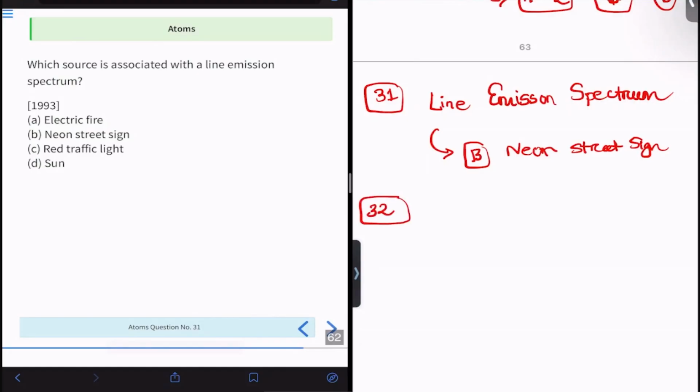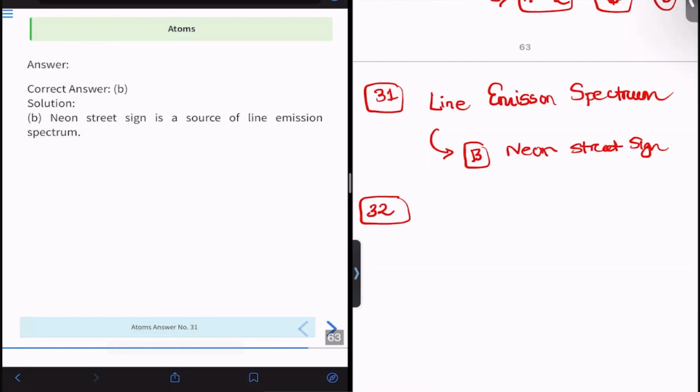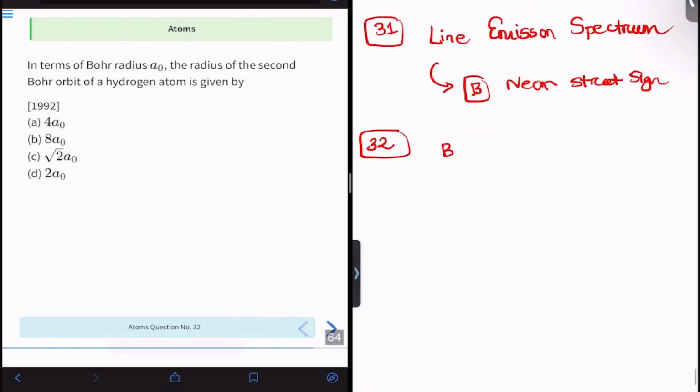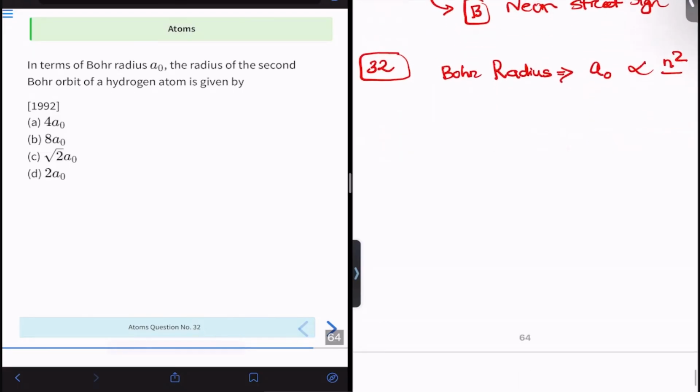Okay, guys. So two more questions for today's session. Question number 32 says, in terms of Bohr's radius, what is Bohr's radius? Bohr's radius is a naught, which is proportional to n square upon z. Again and again, I'm telling you, remember. So what will be the radius of the second Bohr orbit of hydrogen? This was in the ground state. What will be the radius in the second orbit of hydrogen atom?